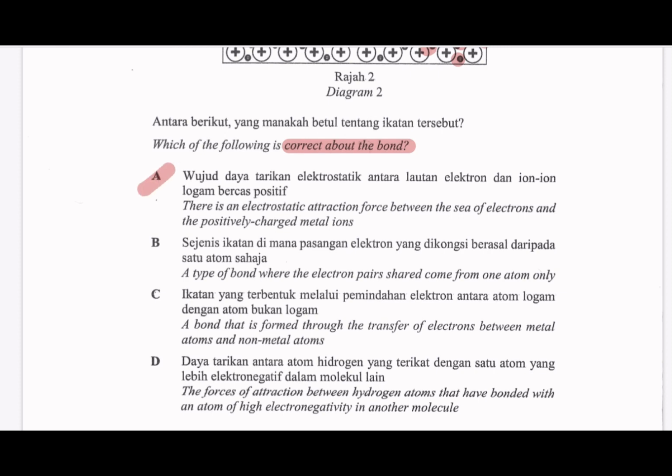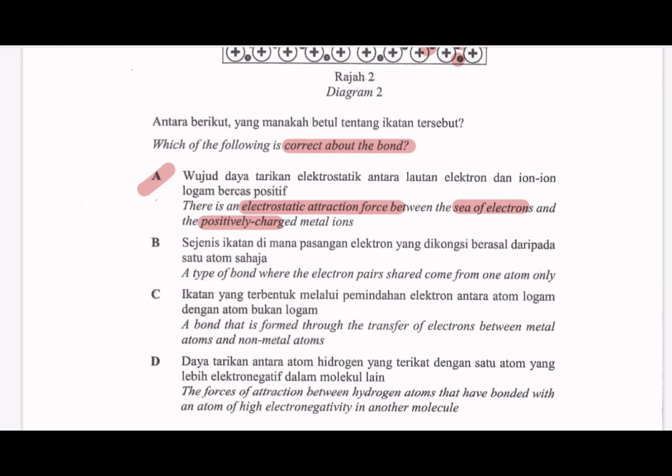There's an electrostatic attraction force. So the electrostatic force refers to the force between the positive charge and the negative charge. And this force comes from the sea of electrons, the delocalized electrons, and the positive charge of the metal ions, the nuclei. Okay, we'll go through the other answers also.